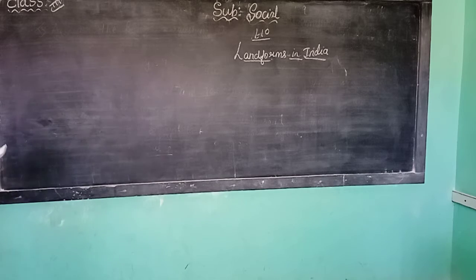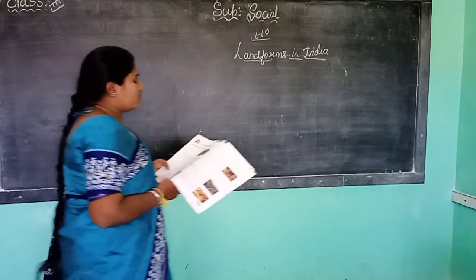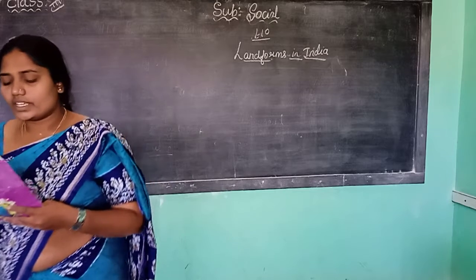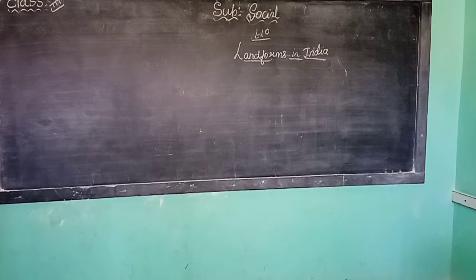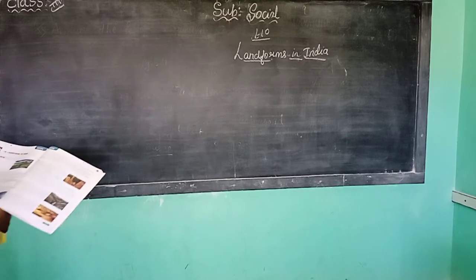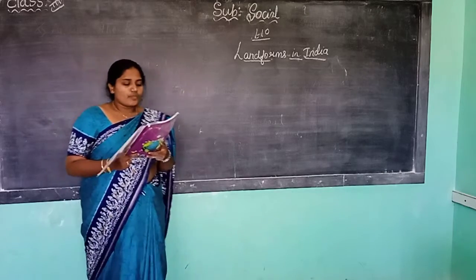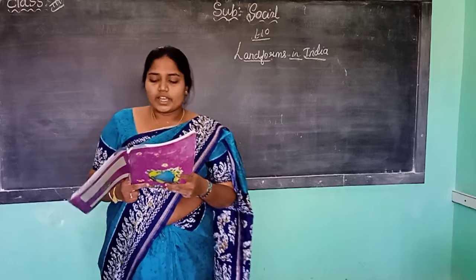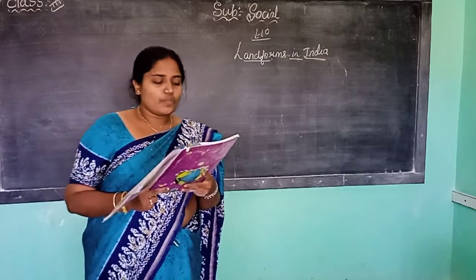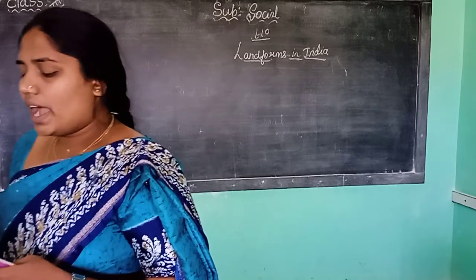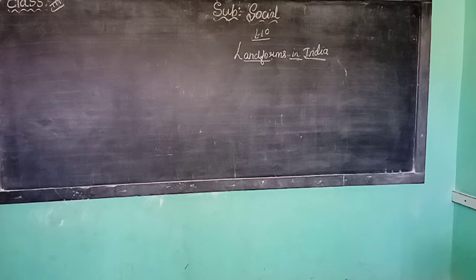See the textbook, children, all of you. I will read. Lesson number 10, landforms in India. The surface of Earth is a collaboration of various physical features. These natural physical features on the Earth's surface are called landforms. Landforms are defined as the natural physical features found on the surface of the Earth, created as a result of various forces of nature such as wind, water, ice and movement of tectonic plates.